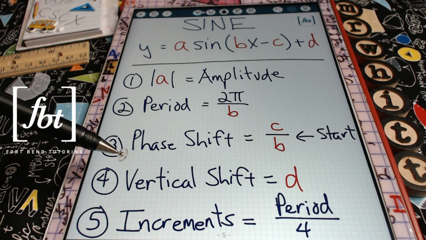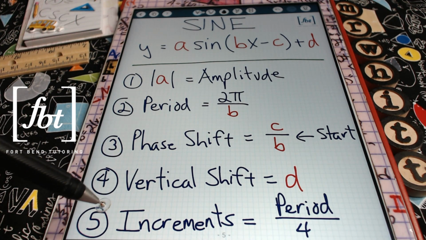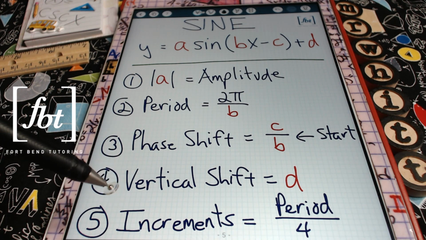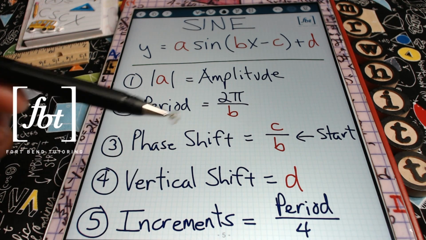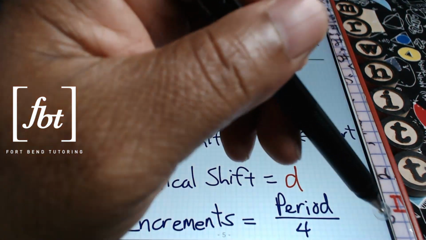Your vertical shift is d, and the increment, one of the most important parts of this graphing process, you find by dividing the period by 4. Let's keep it moving.